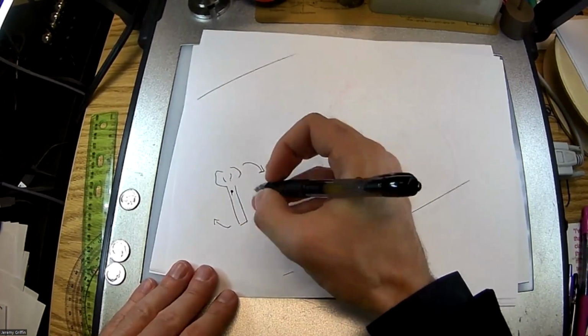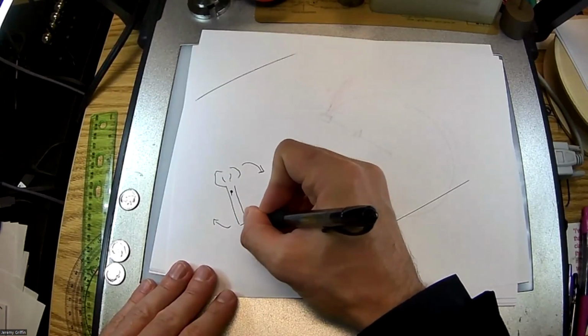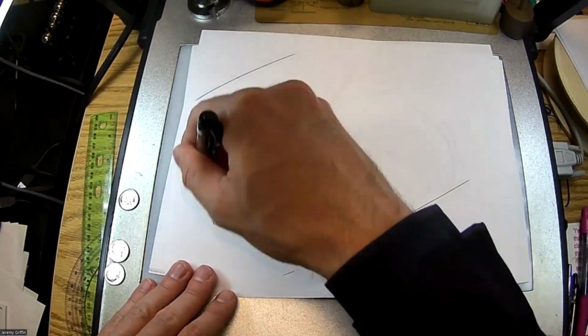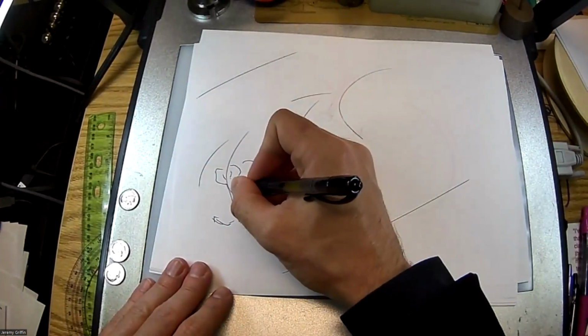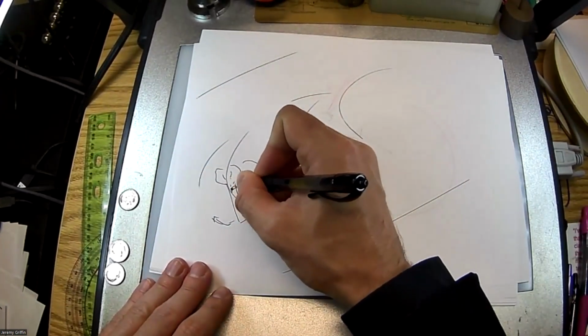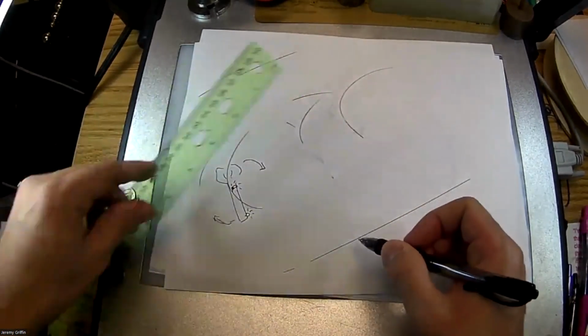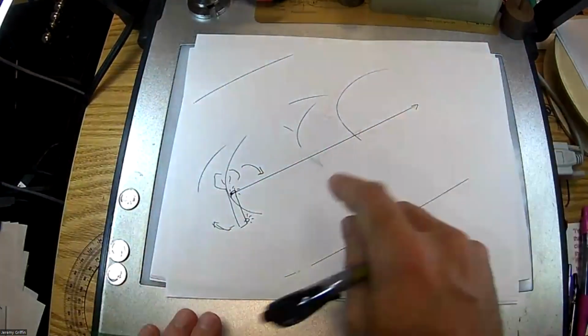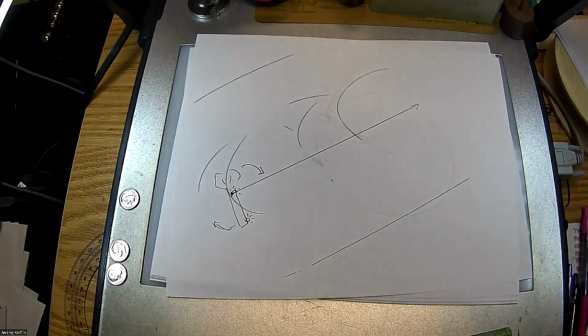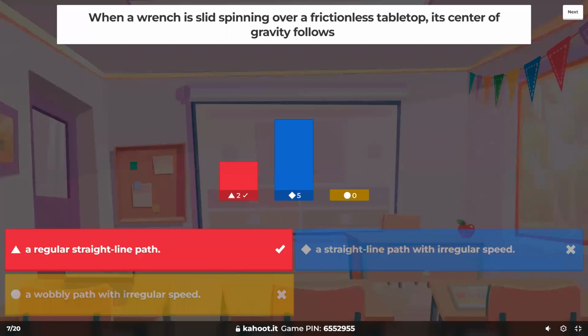If you attach an LED light right here, then you would watch that point look all curly and crazy. If you attach an LED light right here at the center of mass, guess what that point does? This nice straight line path. Even though everything else is going in all crazy curly patterns, the center of mass follows a straight line path. We follow Newton's first law of motion, the law of inertia, right there.